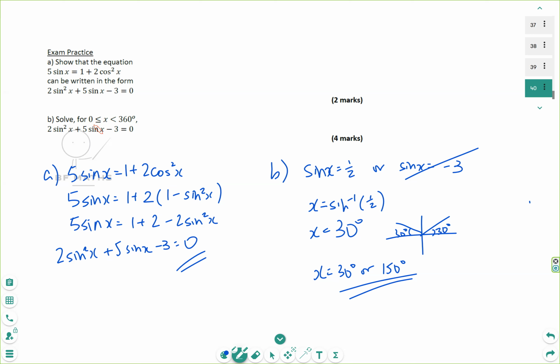When you solve, put it in the quadratic formula, calculate, and you get sine x equals -3, cross it out. I think there's 1 mark for that. And then inverse sine half, CAST diagram. If you don't know the CAST diagram by now, you should really go back and watch the video from the beginning, 10.1. Okay, so that's the end of chapter 10.